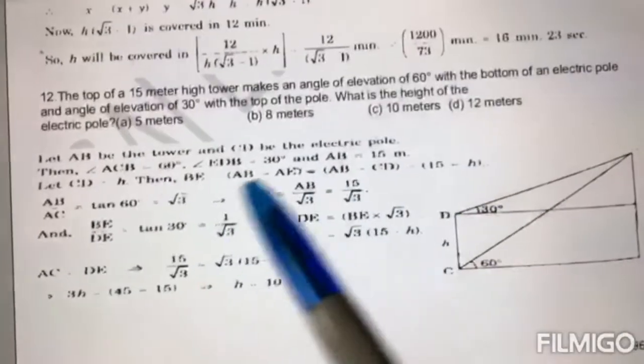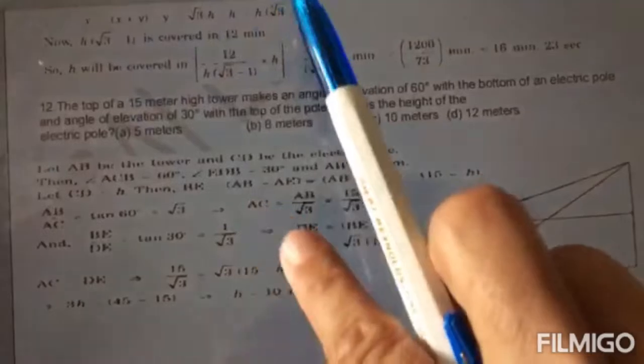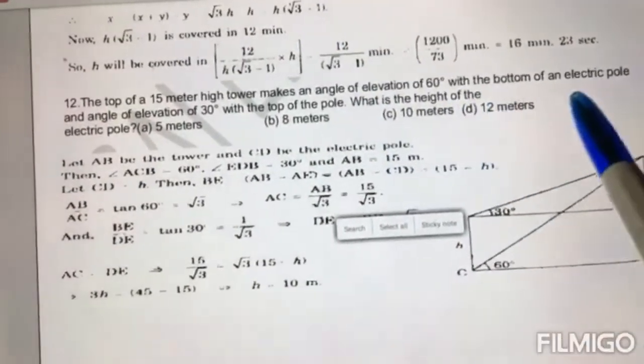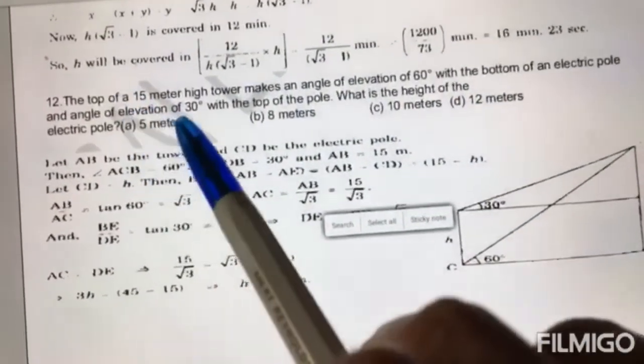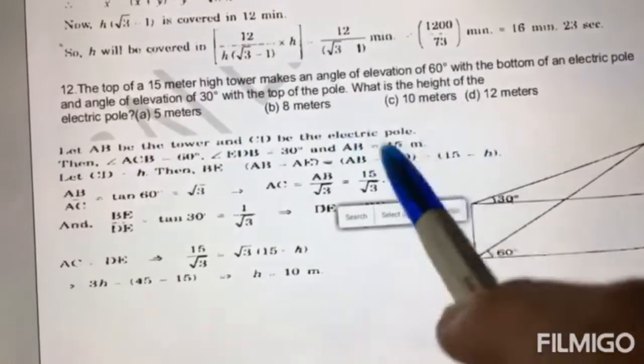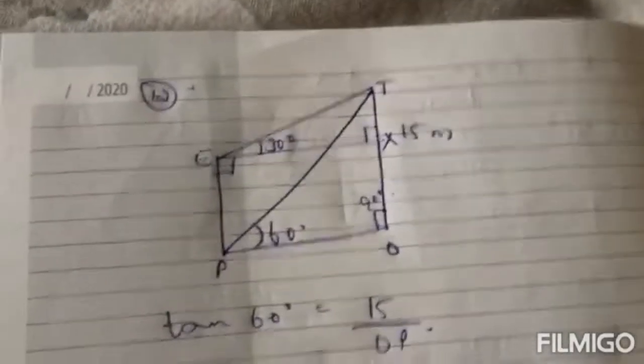So be very careful. The top of a 15-meter high tower makes an angle of elevation of 60 degrees with the bottom of an electric pole and an angle of elevation of 30 degrees with the top of the pole. What is the height of the electric pole? All right. So let's start working.